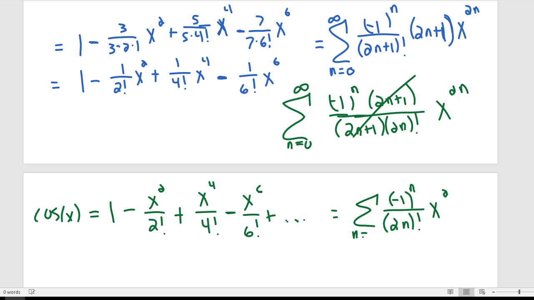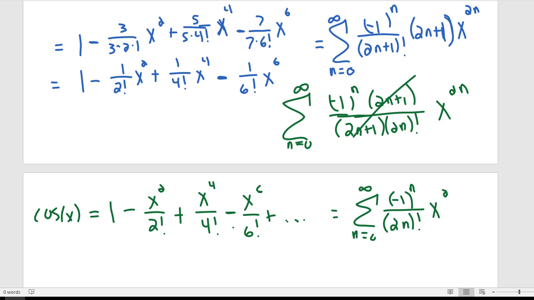And n goes from 0 to infinity. So here's our power series for cosine. Our power series for cosine is this form in sigma notation, and here would be my expanded version. And if we look at this pattern, these are all even exponents. This is x to the 0, this is x squared, x to the 4th, x to the 6th.